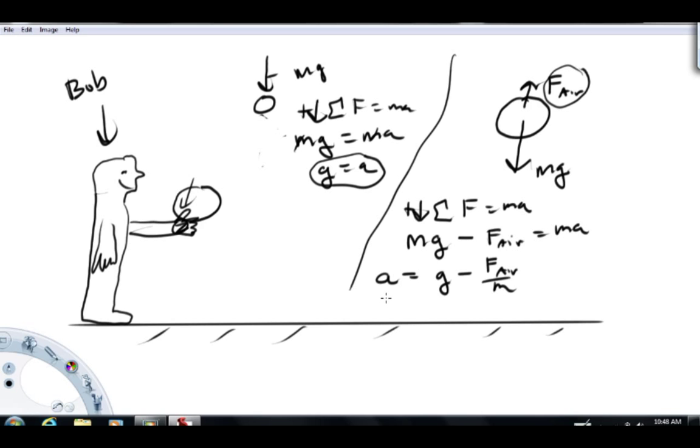And now when you solve for a, the acceleration is going to be some numerical value less than g, because it's g minus some number. It doesn't matter what that number is. The important thing to realize is that the acceleration is now smaller than g, definitively. And I think that shows that these things just are not the same thing.